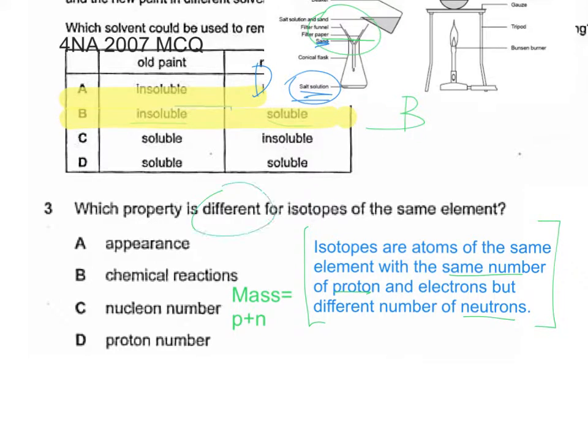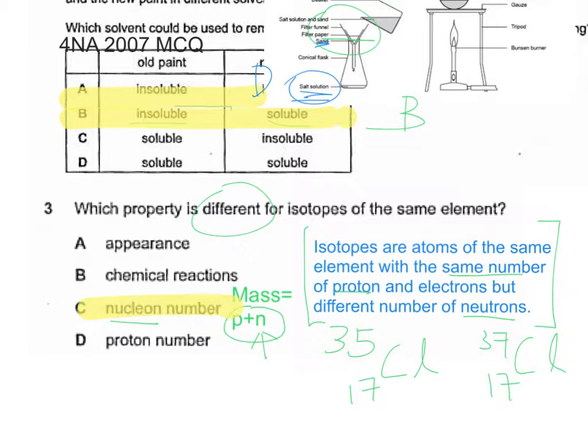So what is different? We know that another name for nucleon number is also called the mass number, which is the total number of protons and neutrons. If the number of neutrons are different, the mass number will definitely be different. An example I can give you is chlorine-35 and chlorine-37, both have a proton number of 17, but the mass number is different because of the number of neutrons being different. The answer for this is definitely C.